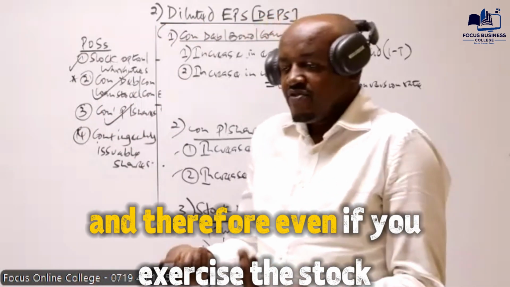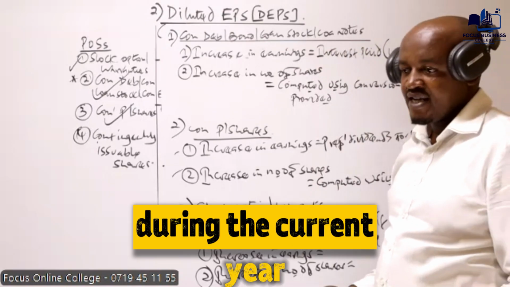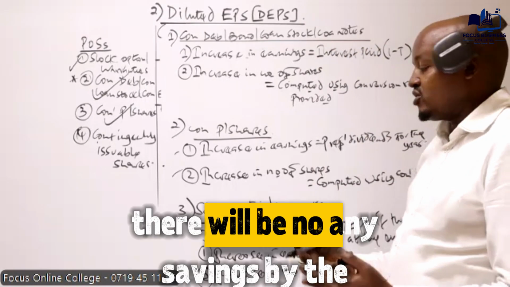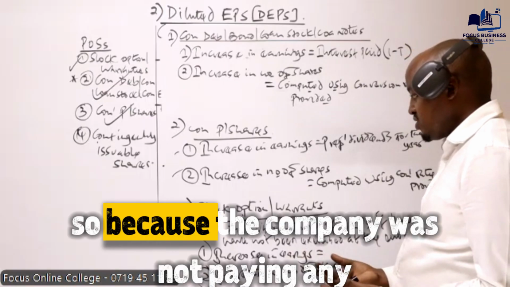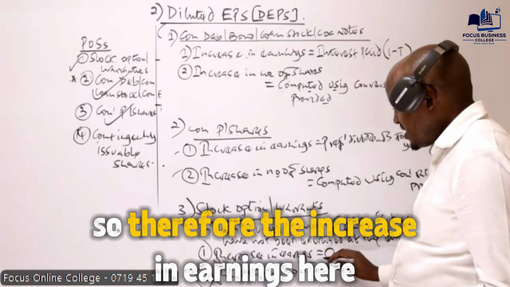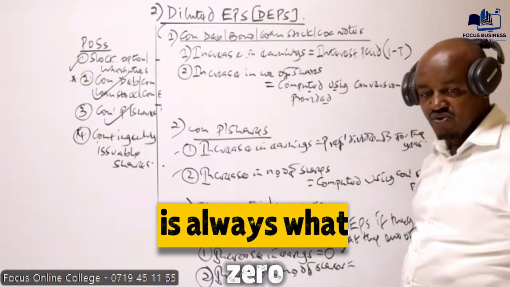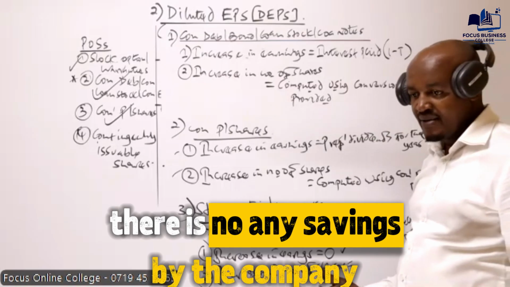Therefore, even if you exercise the stock option and buy the shares of the company during the current year, there will be no savings by the company, because the company is not paying you anything. So the increase in earnings here, you need to remember, is always zero. There are no savings by the company.